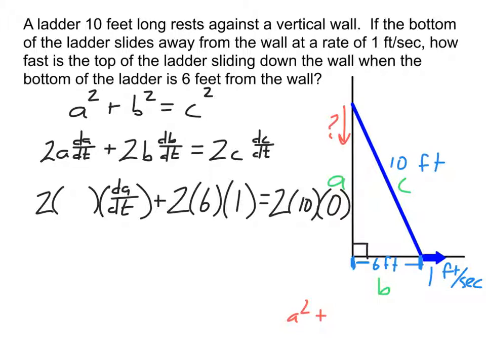A squared plus 6 squared equals 10 squared. So A squared plus 36 equals 100. Subtract 36 from both sides. We end up with A squared equals 64. Therefore, A equals 8. That was the hardest part of the whole problem right there. From here, it's easy, right? Go ahead and finish it out. Figure out, what does dA over dt actually equal?